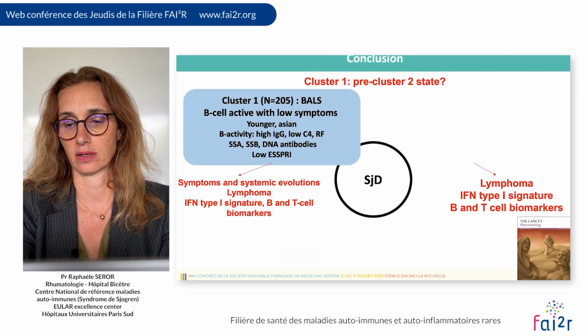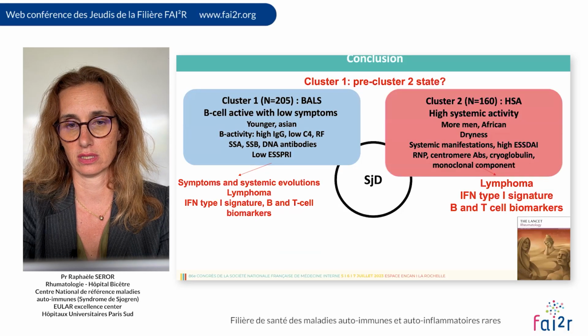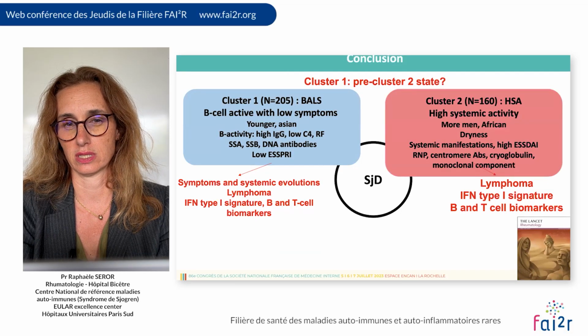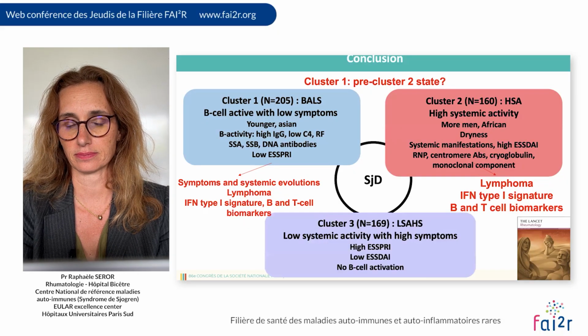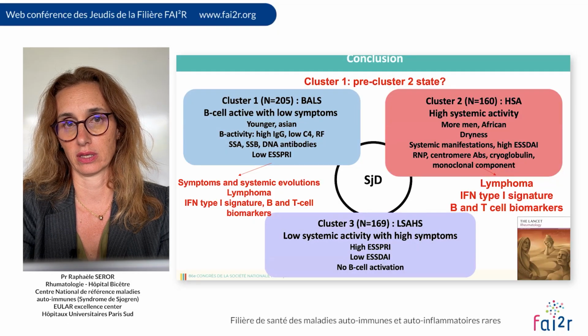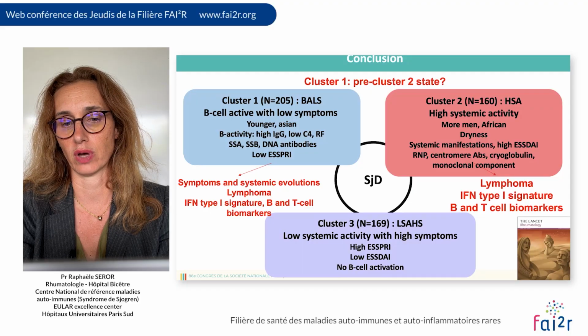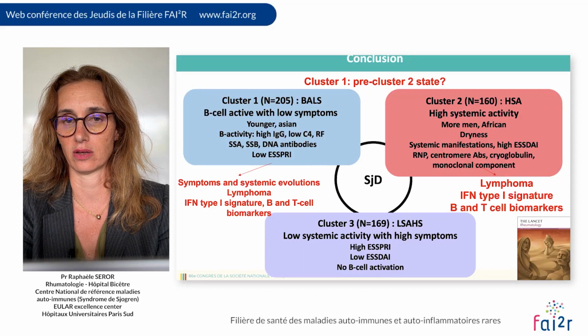The cluster 1, which is the younger patients, is probably an early phase of the disease. The cluster 2 with systemic activity, maybe sometimes an evolution of the cluster 1, with a high risk of lymphoma. And finally, this cluster 3, which is quite quiet regarding the systemic complications and could be reassured, but has a high level of symptoms and a big unmet need.